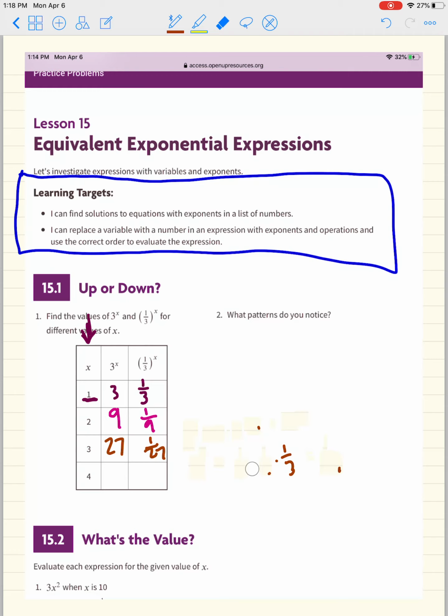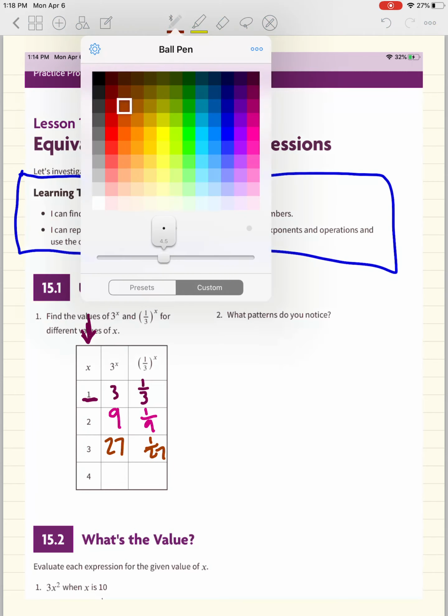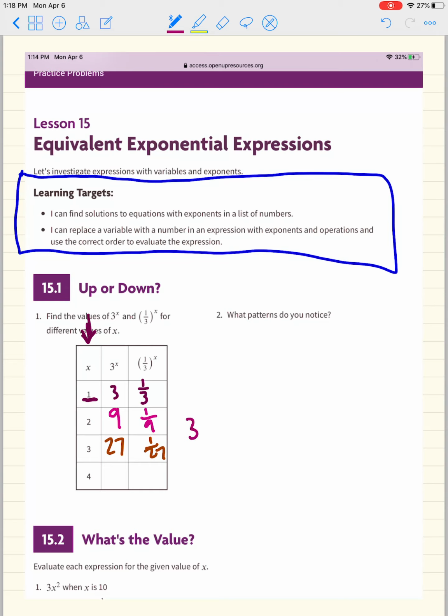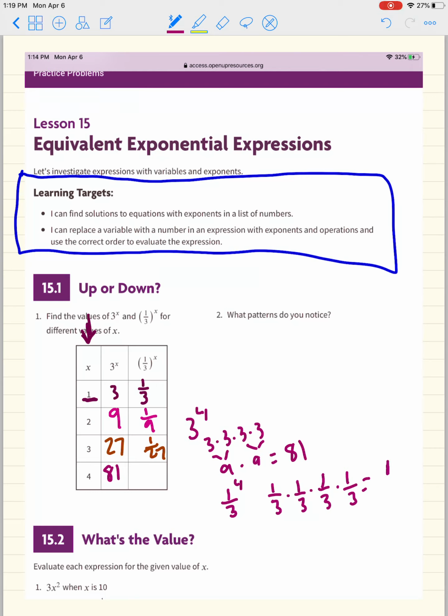Okay, last one. We have 3 to the fourth power, which is 3 times 3 times 3 times 3. 3 times 3 is 9. 3 times 3 is 9. 9 times 9 is 81. And then here we have 1/3 to the fourth power, which is 1/3 times 1/3 times 1/3 times 1/3. And you're going to end up with 1/81. Okay.